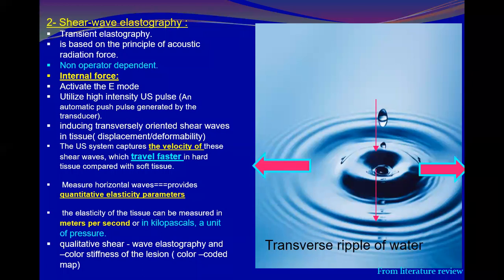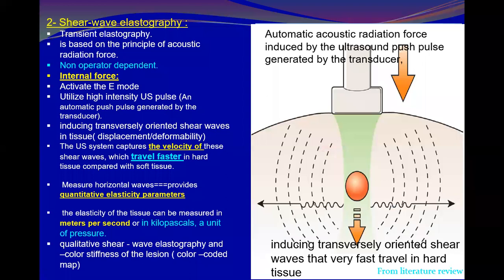A high intensity ultrasound pulse. Look at this drop of water. Don't look at the vertical effect down. Look how ripples of water move transversely as an effect of this drop of water. Can you imagine this? This drop of water results in ripples of water moving transversely. This is the same as shear wave elastography: an acoustic radiation force, or high intensity ultrasound pulse, generated by the transducer when you activate the E-mode.